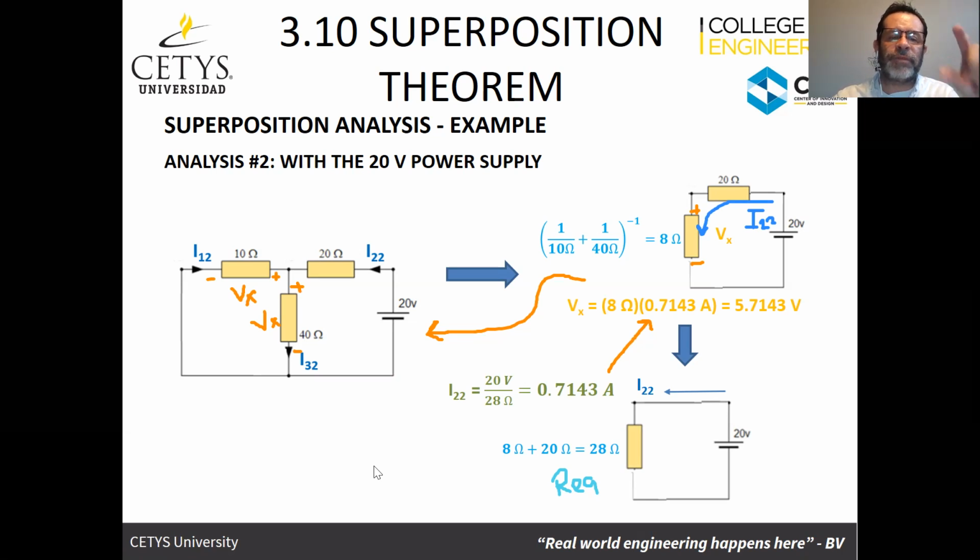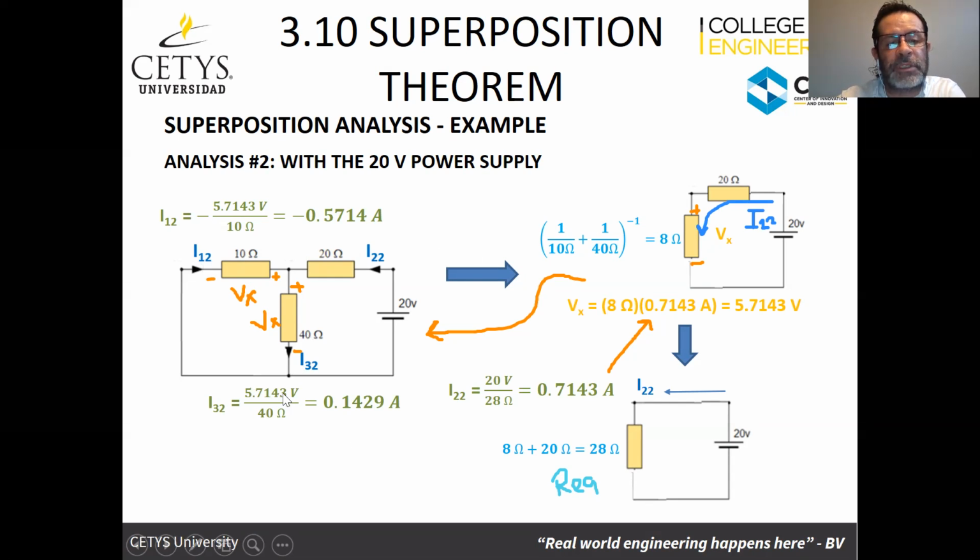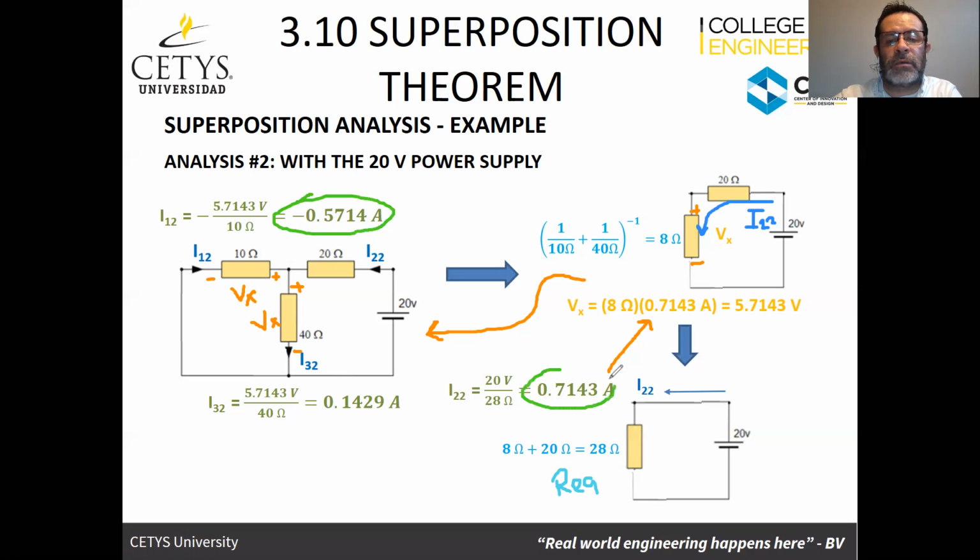So coming back to that, we've got the voltages in those two resistors, and we can find the current. We can find current I2, which is going to be the voltage we just found, Vx, 5.7143 divided by 10. And this is going to be negative, because it's going in through the negative and out through the positive. We can also find I32, which is going to be 5.7143 divided by 40. That's going in through the positive and out through the negative, so it's going to be positive. We've got 0.1429. And so now we've got another 3 currents, which is going to be this one here, this one here, and this one here. Those 3 are the contributions that have to do with the 20-volt power supply.